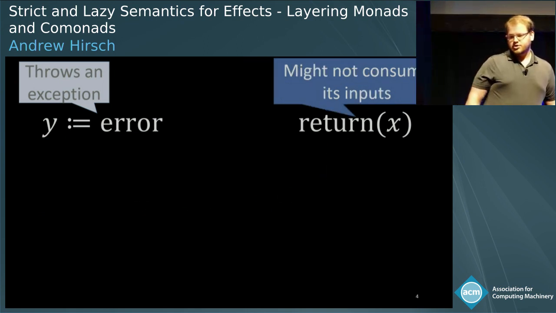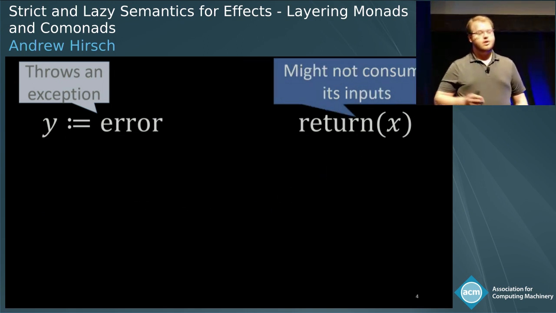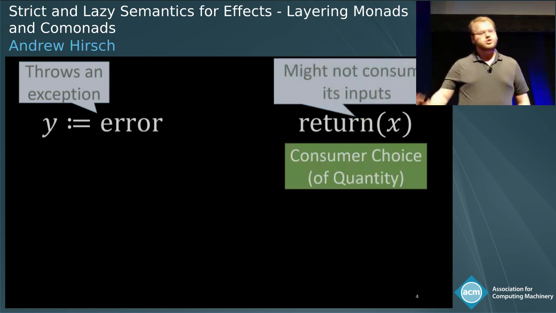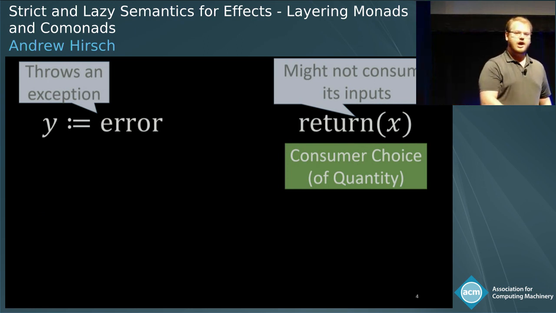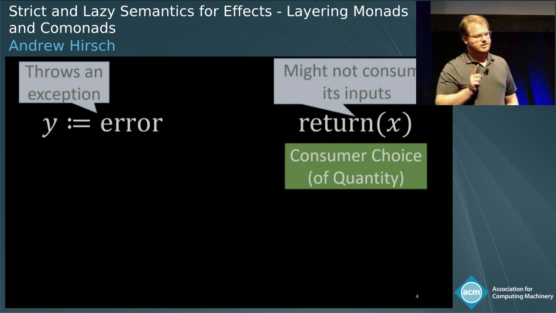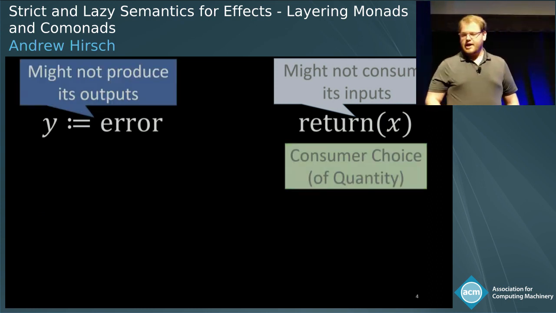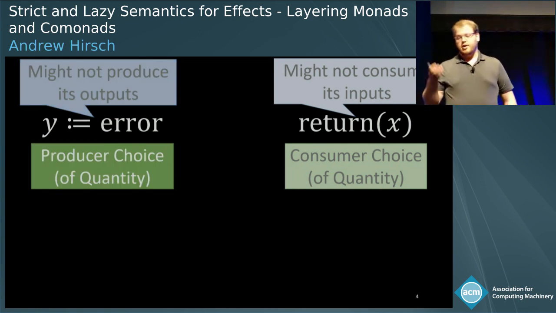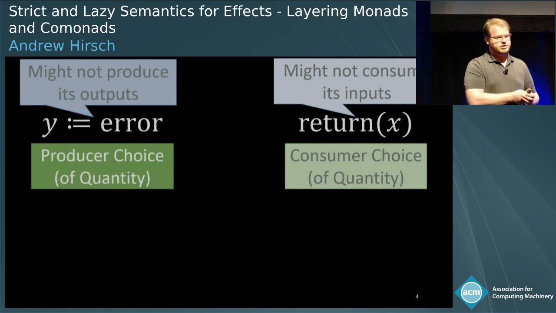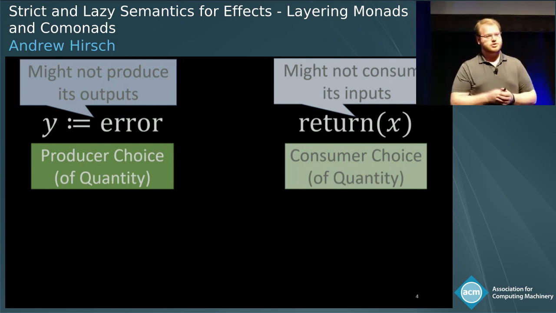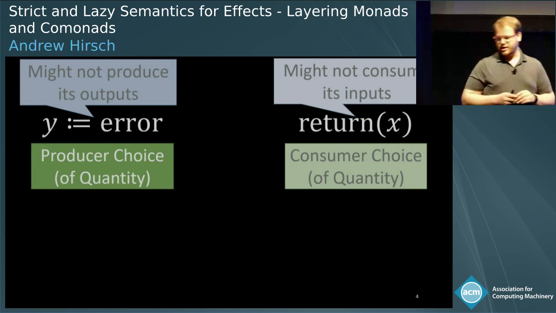And so this return program might not consume its inputs. And we can generalize this idea a little bit and say that actually it can choose how many times it consumes its inputs, as opposed to being forced to consume it exactly once. Along those same lines, we can think of throwing an exception as this program might not produce its outputs. And we can generalize in the same way. This program can choose how many times it produces its outputs, rather than being forced to produce it exactly once. We call these producer choice and consumer choice of quantity.